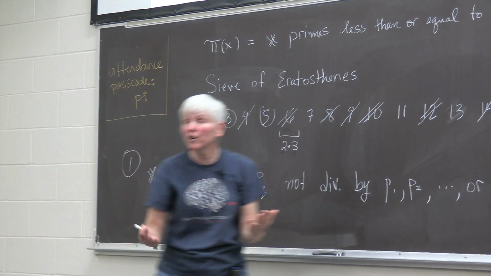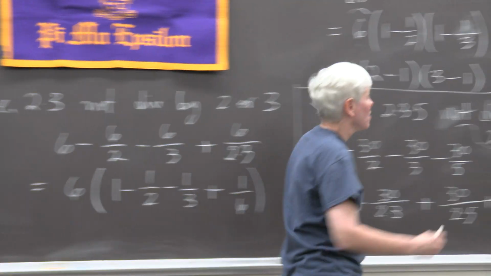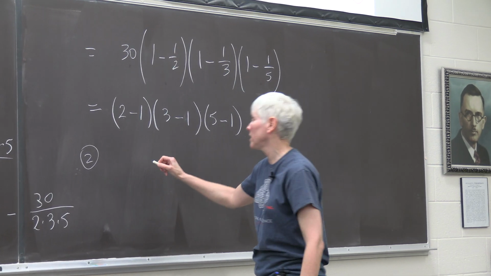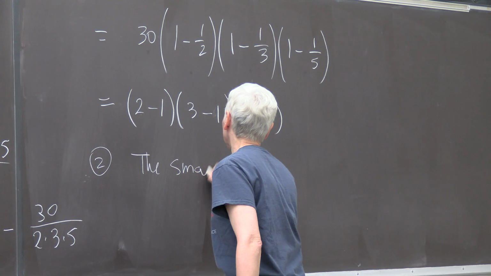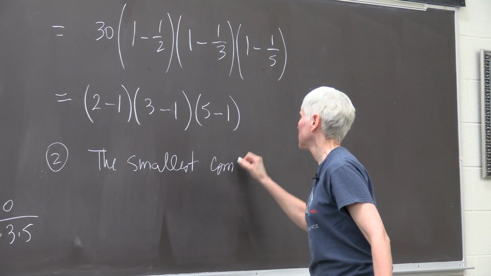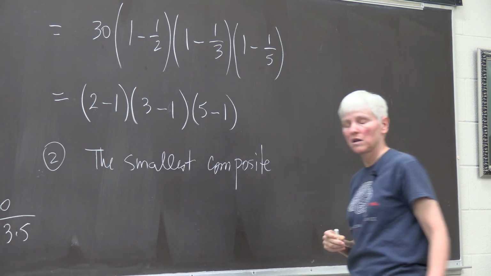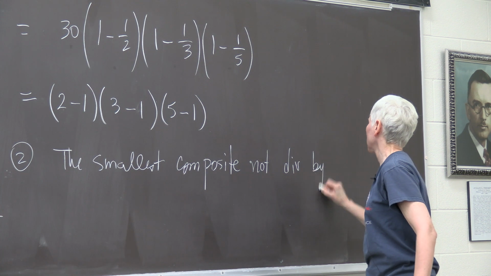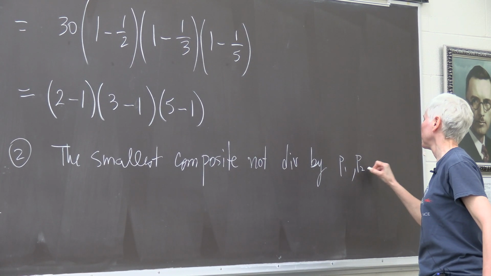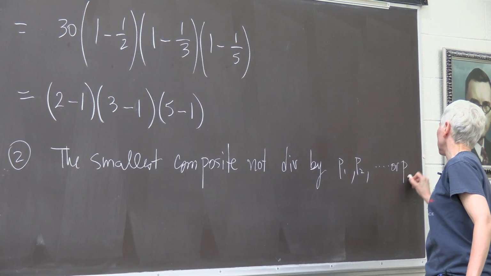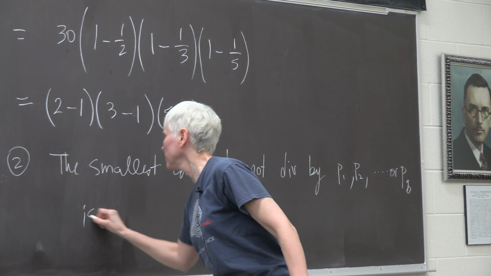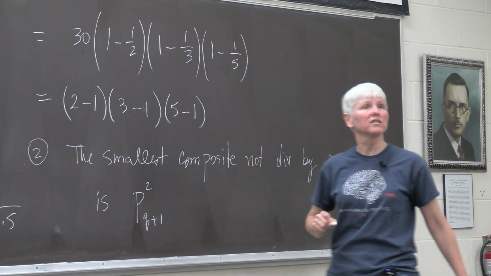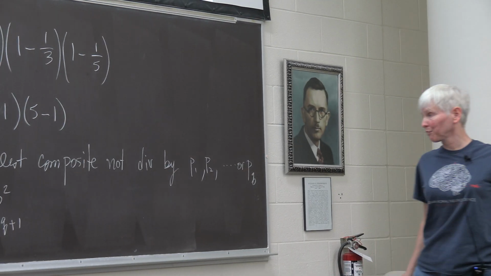And so my second theorem that I proved, and let me write this down, was very good. The second theorem that I proved was that the smallest composite not divisible by P1, P2, or PQ is, you tell me, what is it? PQ plus 1 squared. Beautiful. See, if you'd been doing this, it would have taken you less time than it took me.